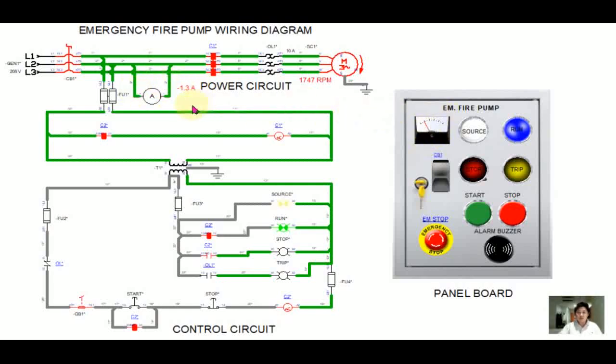Here and here they are connected, and there is an indication of run in the pilot lamp. As you can see, the run indication in the panel board is illuminated, and you can clearly compare the intensity of the lamp. Now your pump is running, and if I want to stop the emergency fire pump, I just press the stop button. Then your pump is stopped, and the stop indication is illuminated.